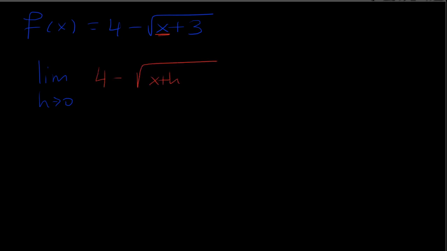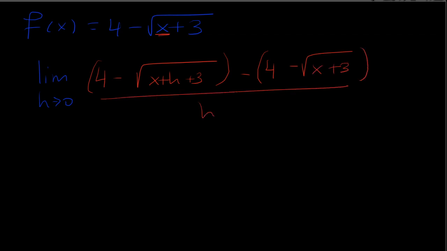Okay, next we'll be looking at a radical. So let's say my f of x is 4 minus the square root of x plus 3. I'm going to start with my limit as h approaches 0. And I want f of x plus h. So for every x, I'm going to replace it with x plus h. And we're going to subtract it with f of x, which is the original, all over h.